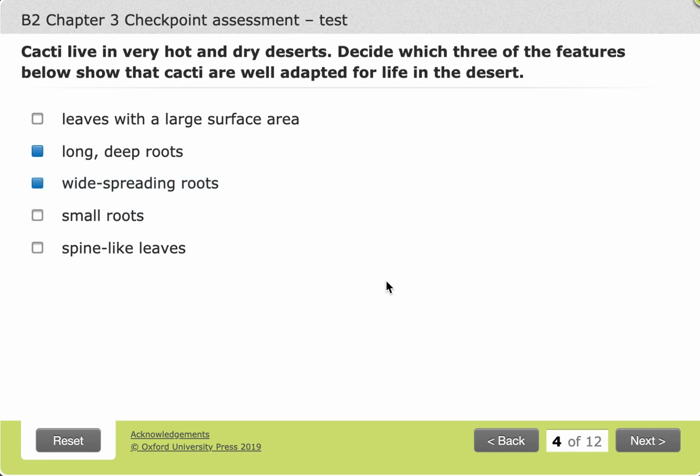The bit that we maybe have a little bit of difficulty with is the spine-like leaves. Now, you may have chosen this in that adaptation, but you may not know why. This is so that we've got a small surface area to reduce the effects of evaporation on the water content of the cactus. Okay, those are slides 1 to 4.